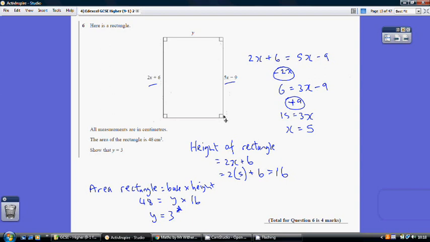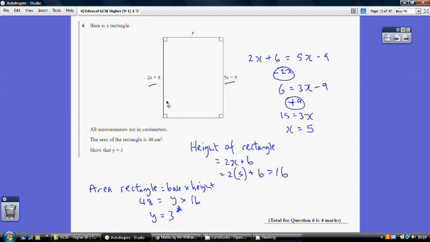And we're told two pieces of information about the height of the rectangle. On the one hand it is 2x plus 6, but on the other hand it is 5x minus 9. Now clearly these two sides are equal, so we can solve 2x plus 6 equaling 5x minus 9. So that's what I've done over here. So let's take away 2x from both sides, giving us this. Then add 9 to both sides, we get 15 equals 3x. Divide through by 3, we get x equaling 5.